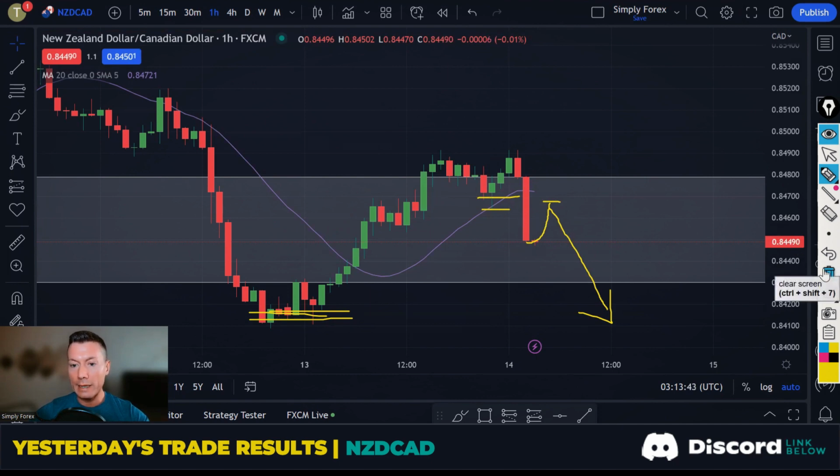New Zealand dollar, Canadian dollar: we didn't have a trade yesterday, but now it is potentially setting up. And it's just a great example of patience, guys. Wait for the market to tell you that it is ready to move lower. And it didn't until we got a break of this low. So, guys, keep an eye out for this trade.